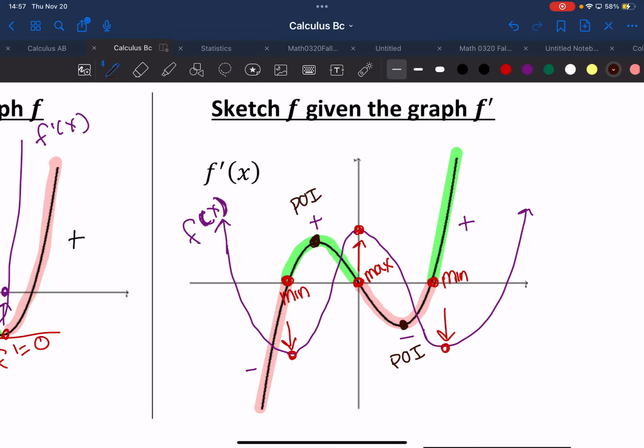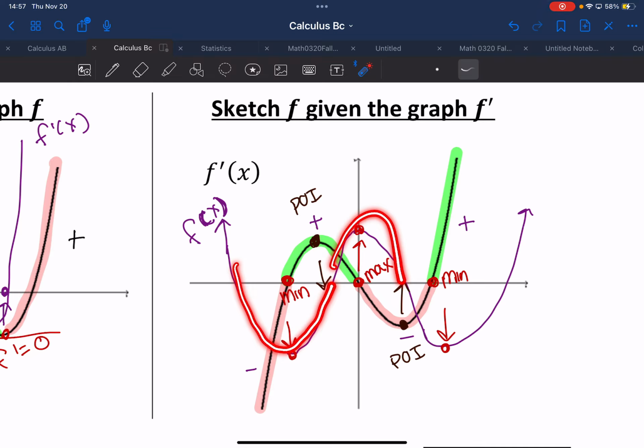What the point of inflection tells us about the original function is where it changes concavity. Okay, so it's saying that we're going to change concavity here and here, which we do. We go from concave up and then concave down. Okay, then we go from concave down to concave up. So these lines are representing the points of inflection on that derivative function that is telling us where we change concavity on the original function f.